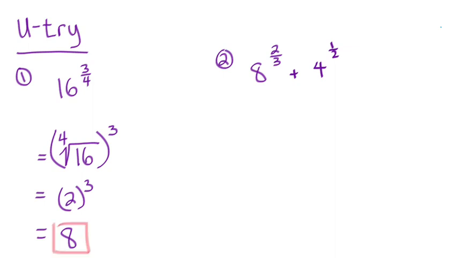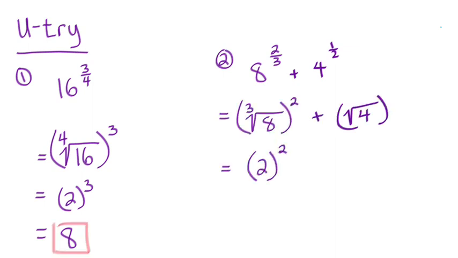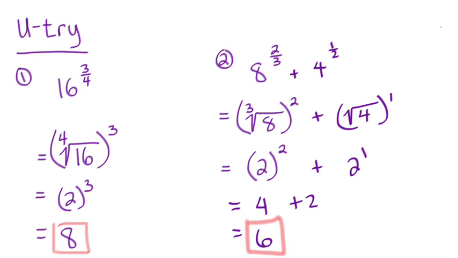On number 2, we first have to evaluate or simplify. So we get 8, the third root of 8 is 2. And 2 to the second power is 4. And then this square root of 4 is 2. So then 4 plus 2 is 6.